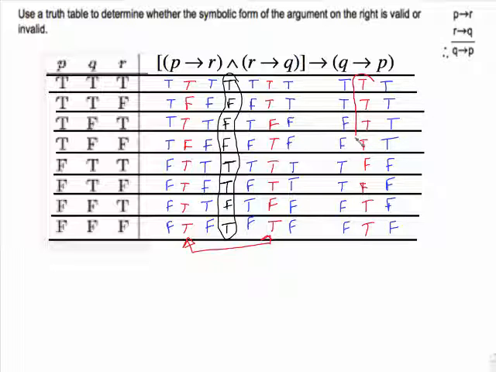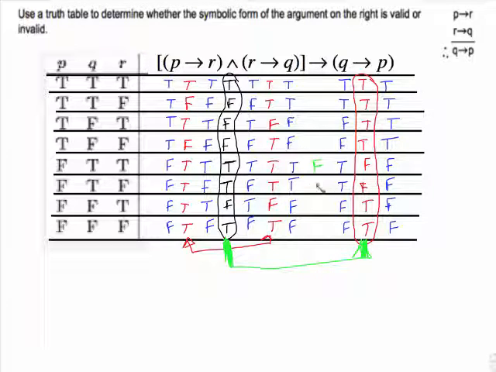Circle that up just to help you remember that that's the answer column for that part. I have to put together now this black column, which was the final column for that big bracketed part, with this part right here, which is the answer column for this conditional. So putting those together under the conditional, the only time the conditional is false is if the premise is true and the conclusion is false.